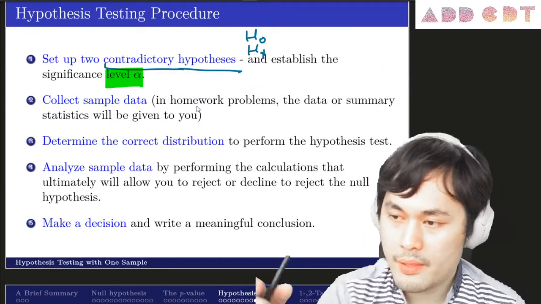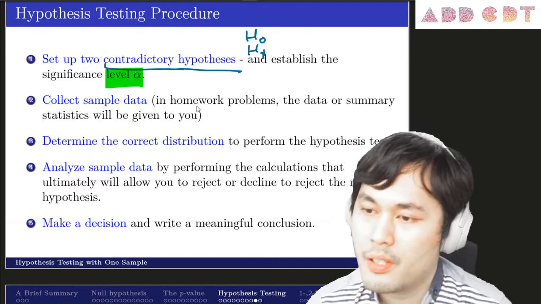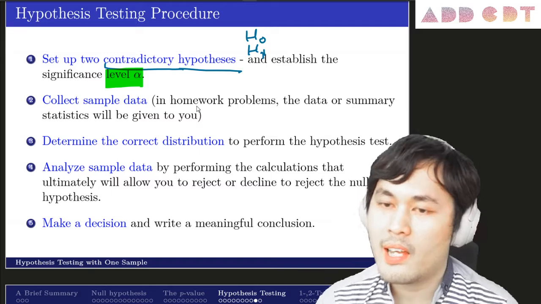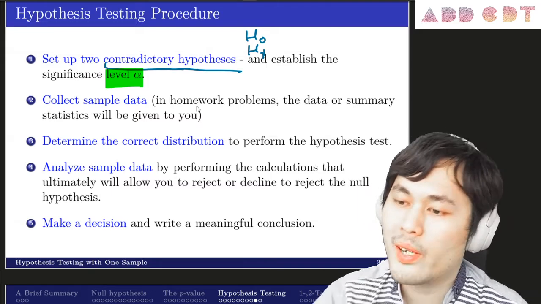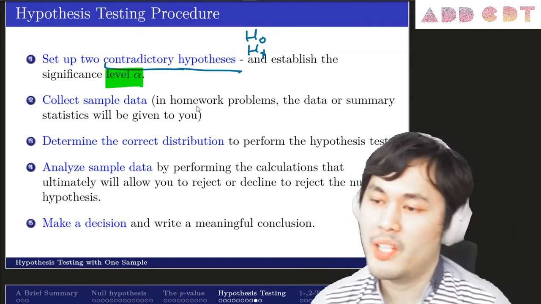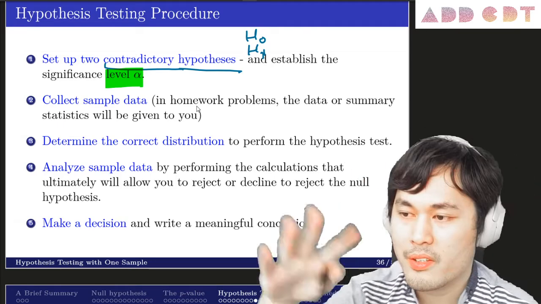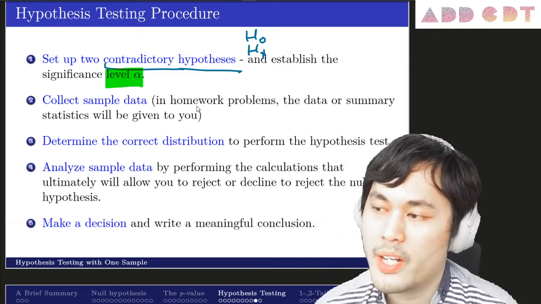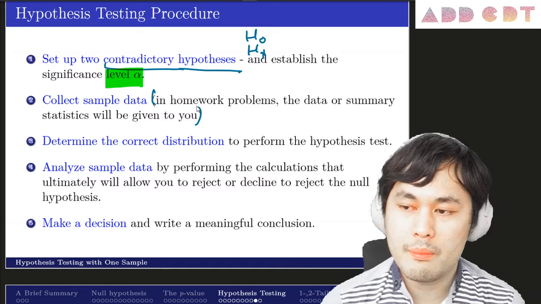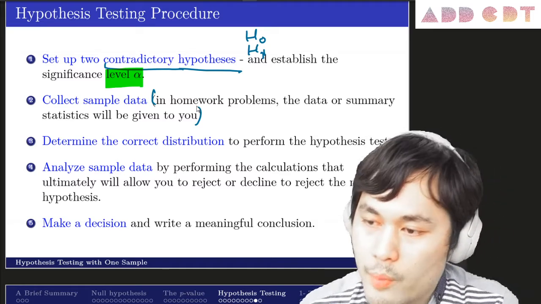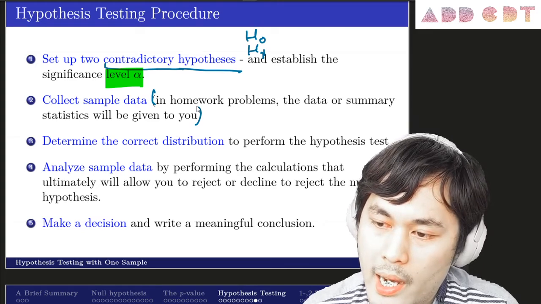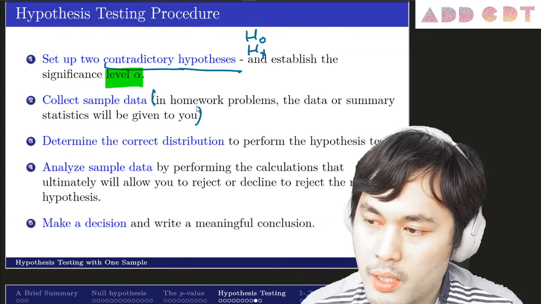And that's as an addition. In homework problems you mostly get the data already, because in homework you only have to understand the concept. You don't have to do the hard work of getting all the numbers correct. Once you have the concept correct, then you should be doing fine when you are faced with the real problem. So once you collect the sample data, then you have to determine the correct distribution.